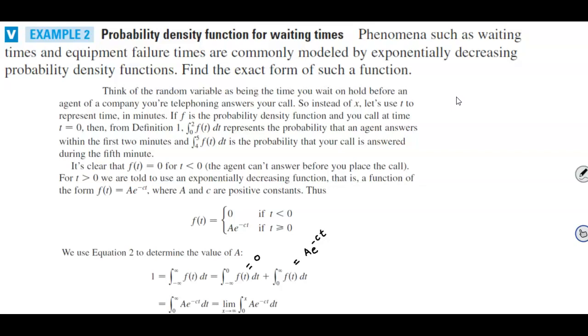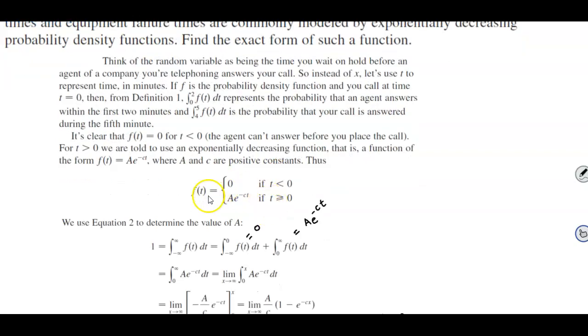For t greater than 0, we are told to use an exponentially decreasing function. That is, a function of the form f of t equals a times e to the negative ct, where a and c are positive constants. Thus we have this piecewise function: f of t is equal to 0 if t is less than 0, and f of t is equal to a times e to the negative ct if t is greater than or equal to 0.